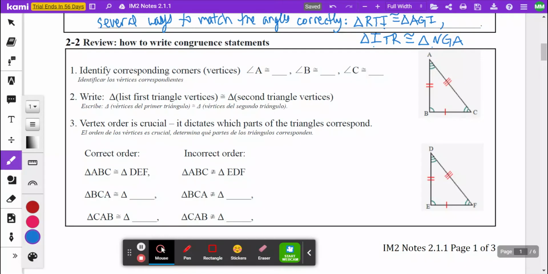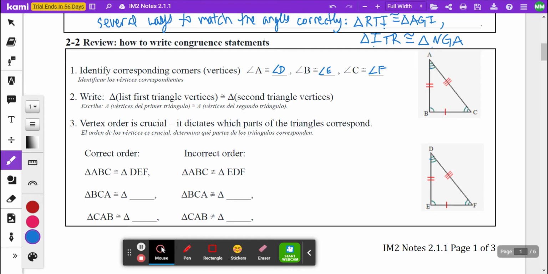Let's review, just to make sure this is super clear, how to write congruence statements. The first thing you want to do is identify the corresponding angles or vertices. So for example, in this diagram, angle A is congruent to angle D, angle B is congruent to angle E, and angle C is congruent to angle F. Step 2, write triangle, the first triangle's vertices, is congruent to the triangle, the second triangle's vertices. The vertex order is critical. It dictates which parts of the triangles correspond.